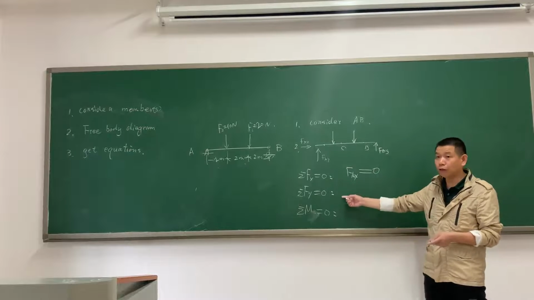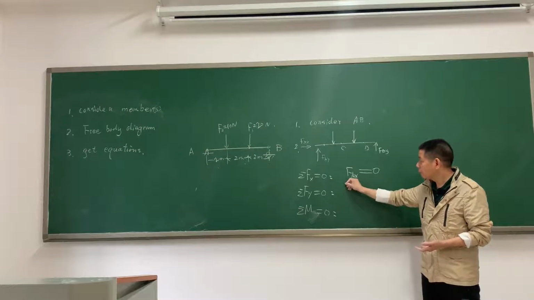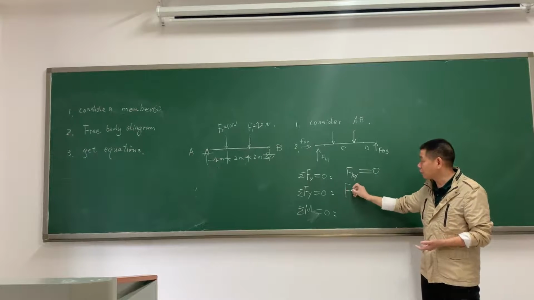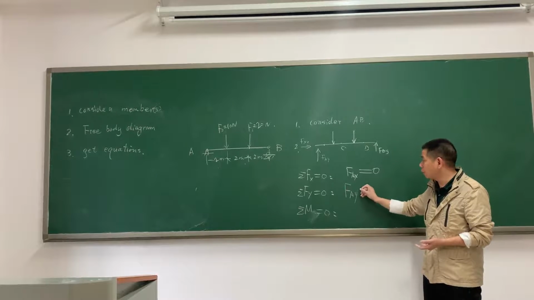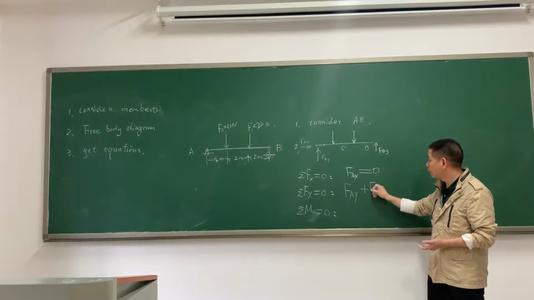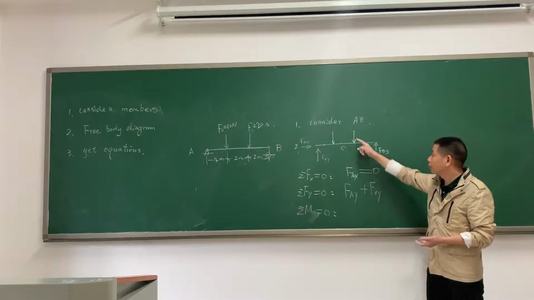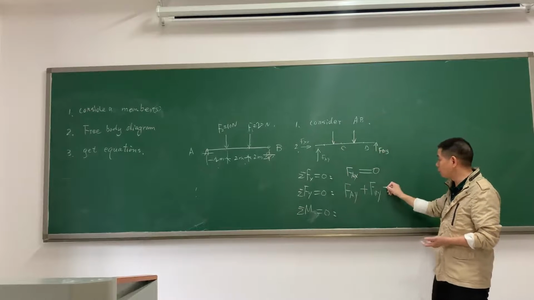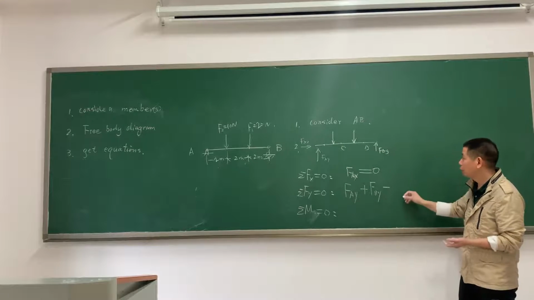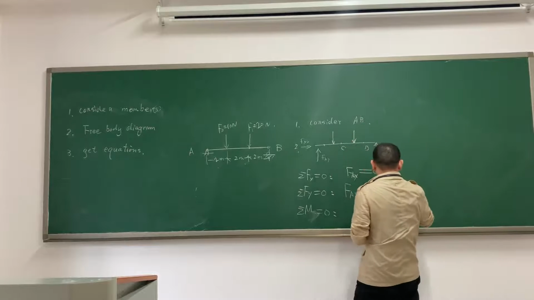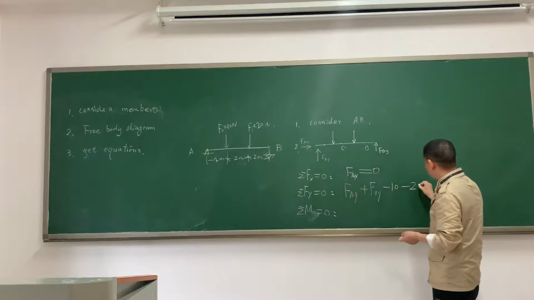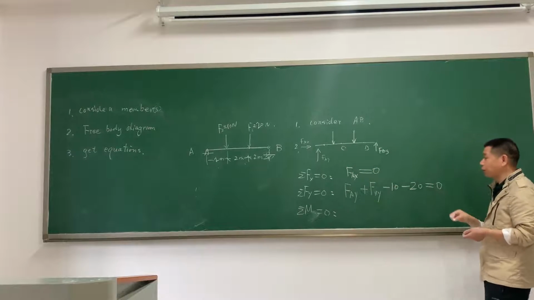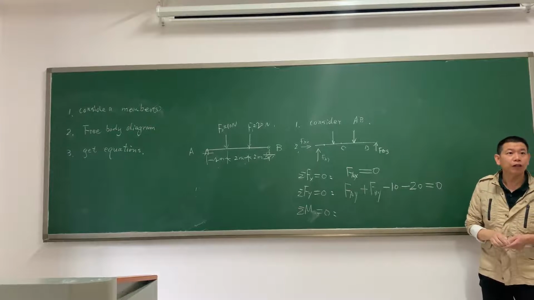Yes or not? For Fy, all the vertical forces, downward is negative. 10 plus 20 is 30. The sum must be 0. Understand?